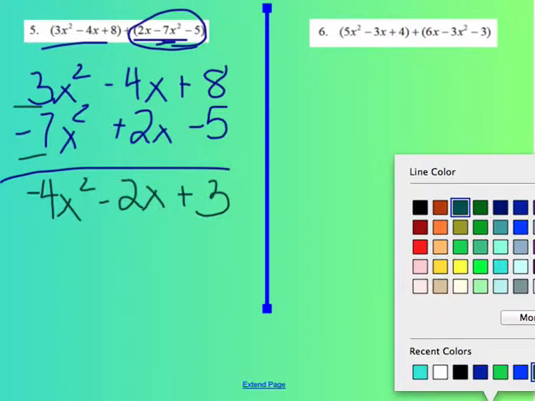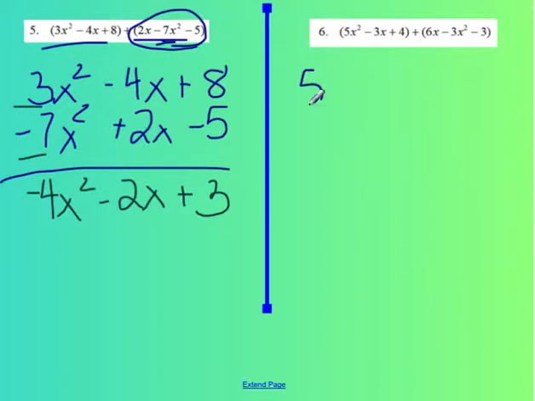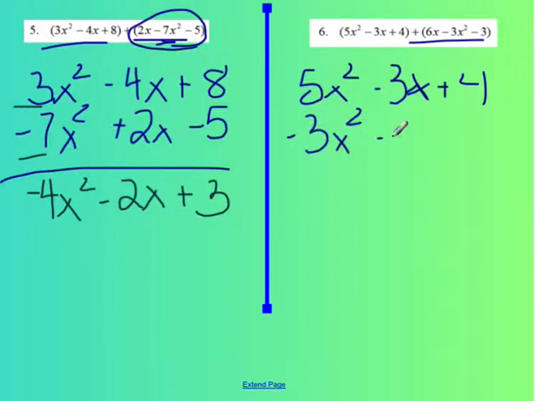Let's do the same for number 6. So we have 5x squared minus 3x plus 4. So for this one, I want to put the columns in order. So I'm going to put the negative 3x in the squared column. I'm going to put the 6x in the x column and the minus 3 in the constants column. And now I can go ahead and add down.